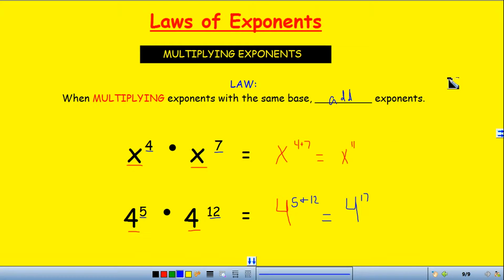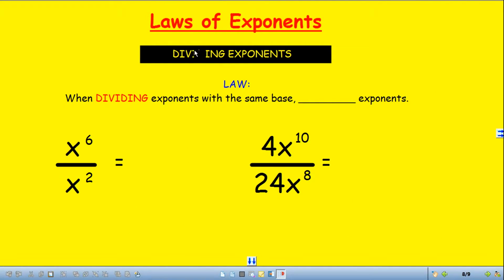Now let's look at another rule, the rule for dividing exponents. So whenever we're dividing exponents, the law says when dividing exponents with the same base, what we have to do is subtract the exponents, all right? So whenever we were multiplying with the same base, we had to add, but this time we're going to be subtracting, all right? So let's go ahead.